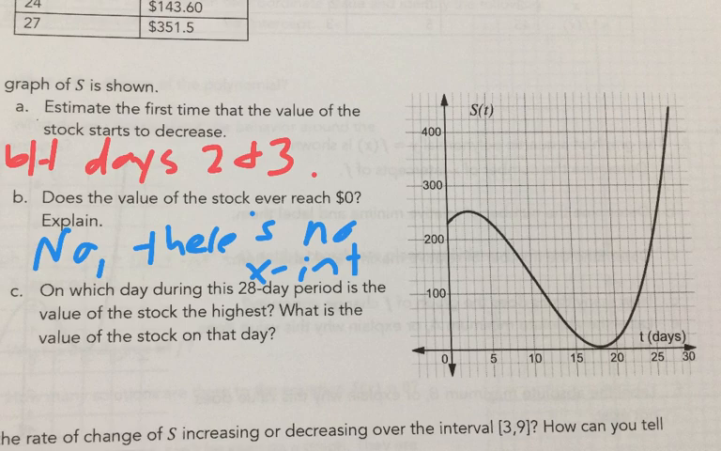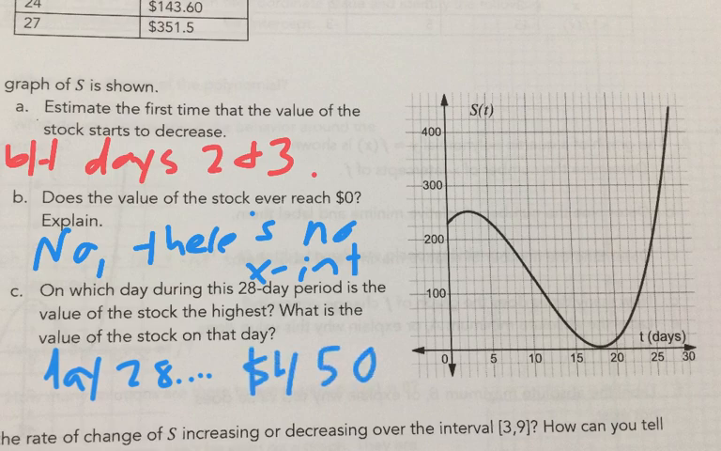So the question is, on which day is the value the highest? That's on day 28. Right, it's asking for the x value. And then it says, what is the value of the stock on that day? The second part. So I could say it's approximately, so you put a squiggly line, right? $450.